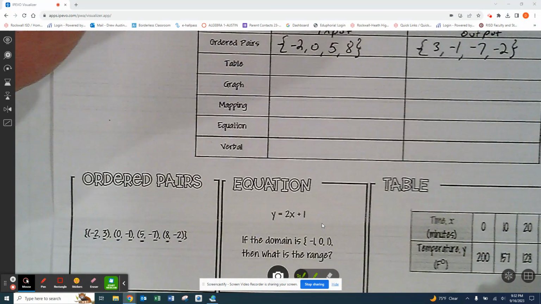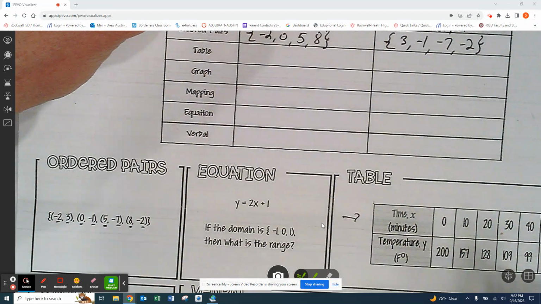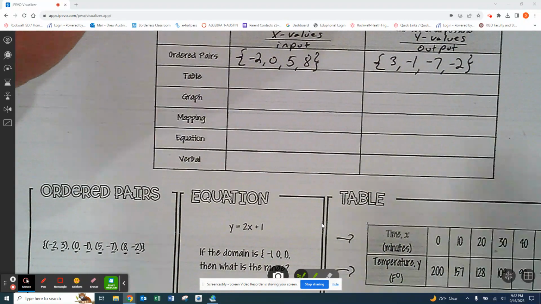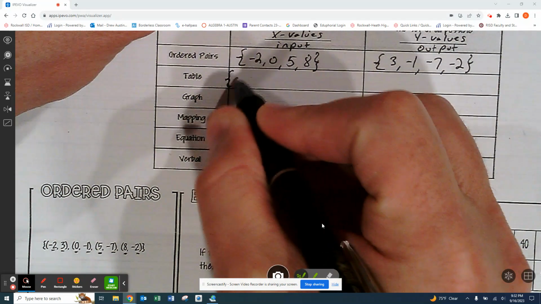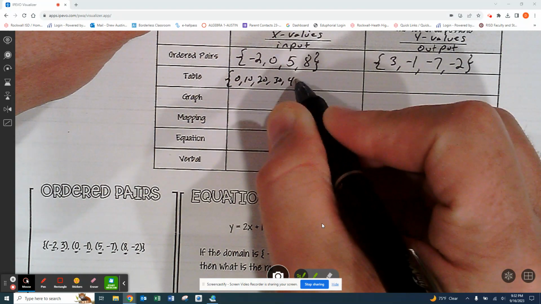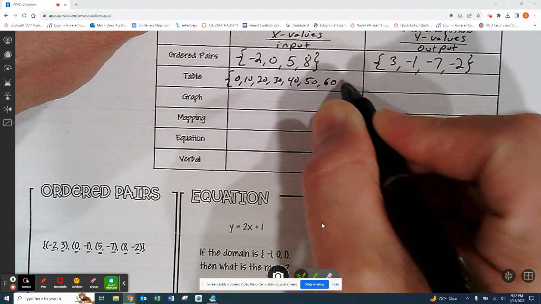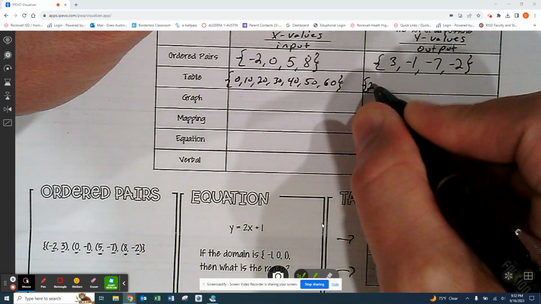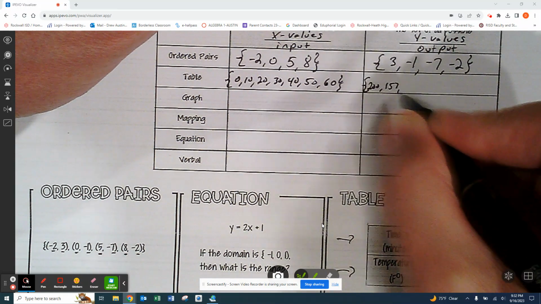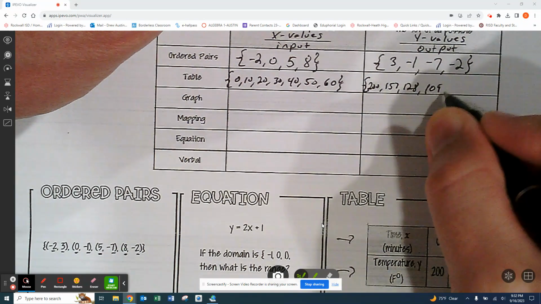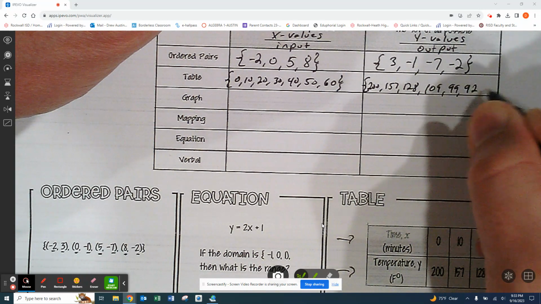For the table, our x values are the top numbers, our domain is the top numbers, our y values and the range is the bottom numbers, the temperature. So for the table, the domain is 0, 10, 20, 30, 40, 50, and 60. And on the y values, it's the temperatures. It starts at 200, 157, 128, 109, 99, 92, and 90.